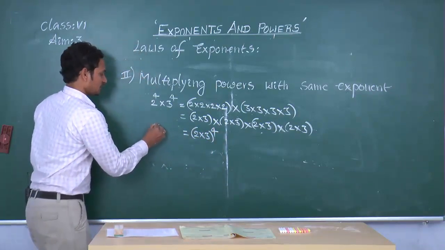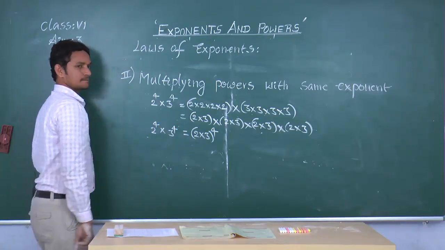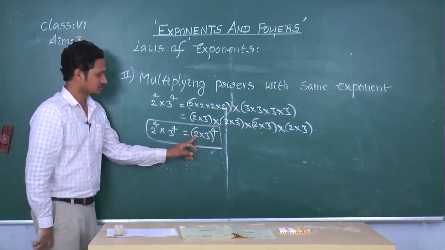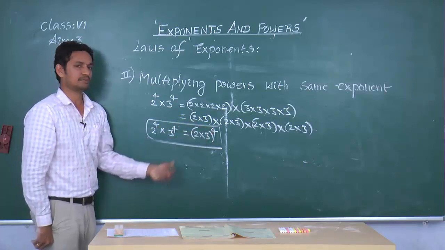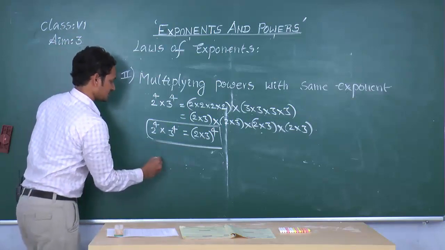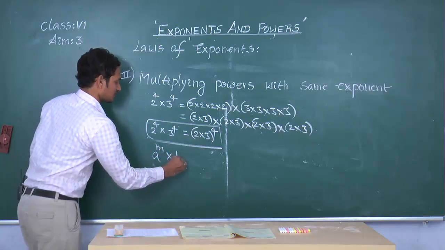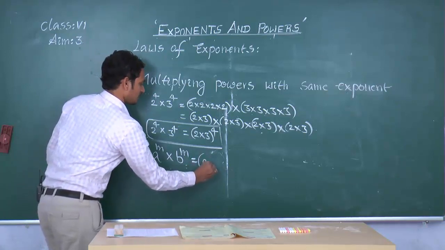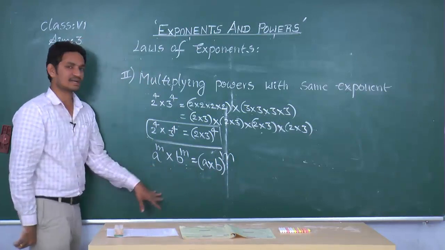So finally, whenever you multiply 2 powers with same exponent, then we can write it as 2 into 3 whole power, that common power. Here we generalize and we can say it as a power m into b power m. We can write it as a into b whole power m. This is the second law.